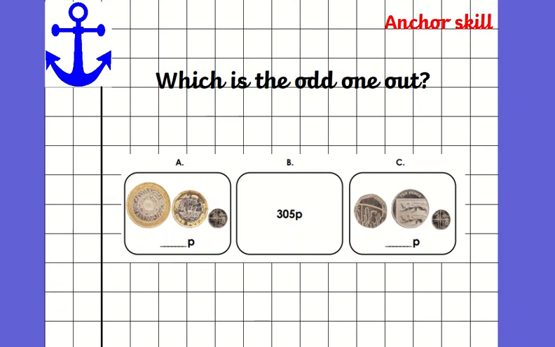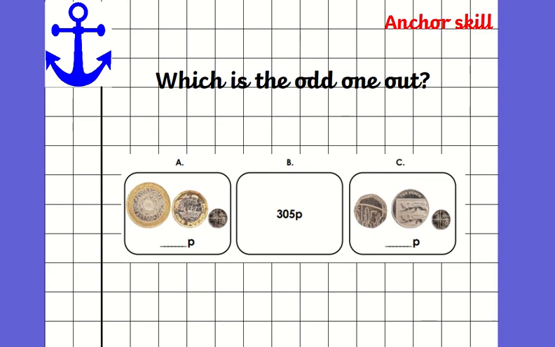So your anchor skill, make sure you've got that margin down the left-hand side of your page, 2 squares in. You've written anchor skill, and you need to work out which is the odd one out, A, B, or C. So if you pause this video for a couple of minutes, you can work that out. Okay, and I'm not going to give you the answer today and go through it. I'm going to let you send us your work and we'll tell you whether it's right when you send it in, okay?